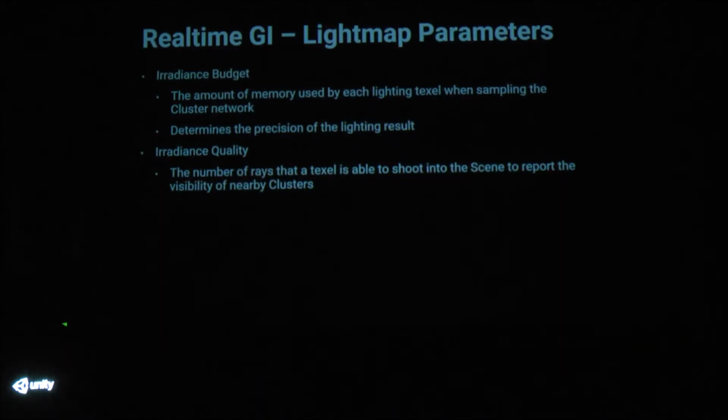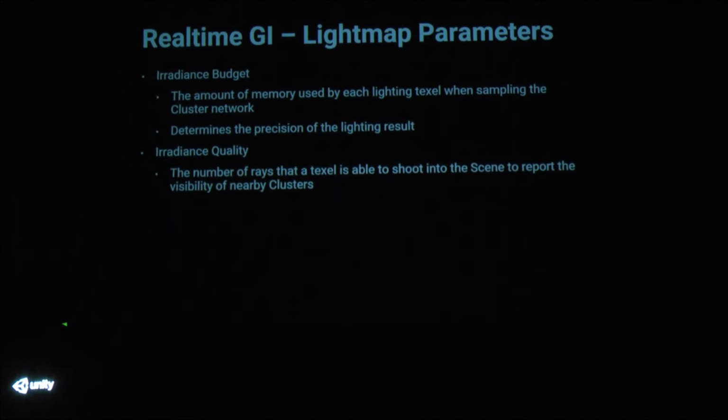Irradiance budget and irradiance quality. Here's a description, but to put it in layman terms, irradiance budget determines the precision or accuracy of the result. The lower this value is, the blurrier the lighting result. The higher the value is, the more accurate the GI, but it will also increase your memory usage, and there will be additional CPU overhead at runtime.